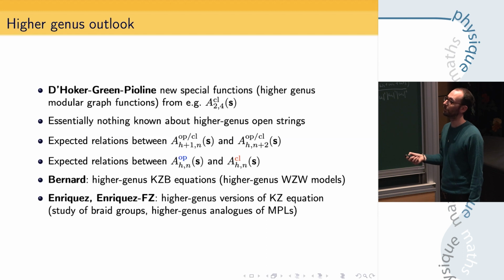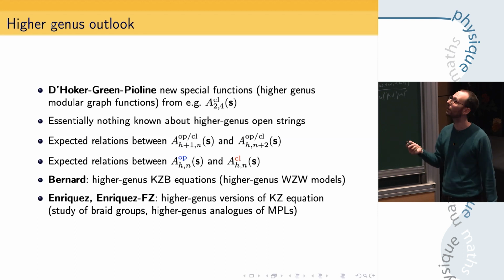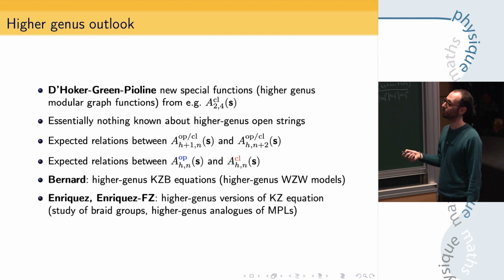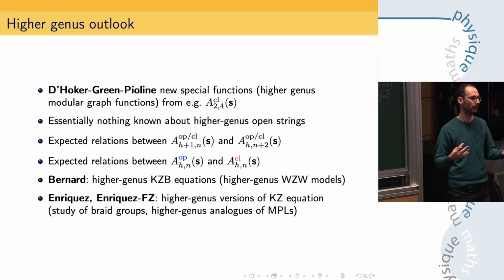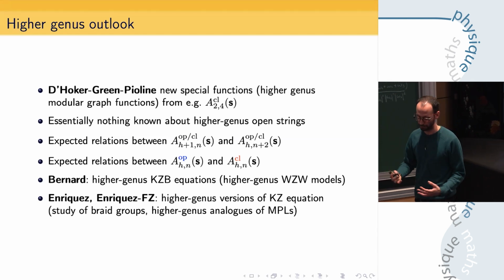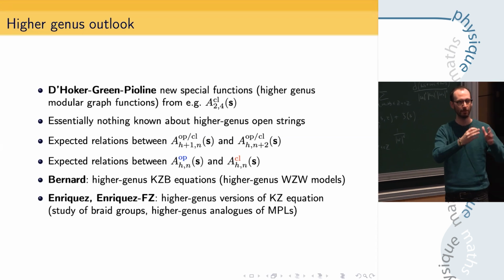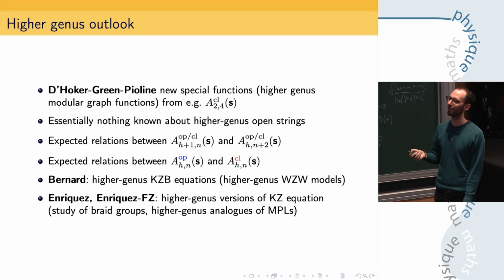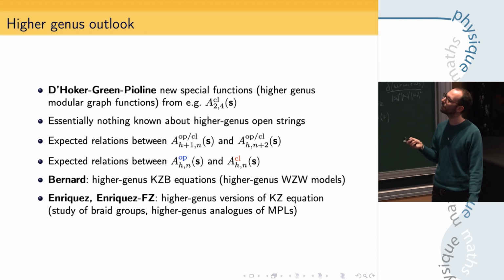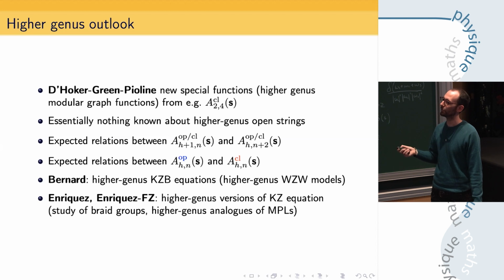So the original motivation by Enriquez was to study braid groups and prove these formality results. But then the later motivation was to define higher genus analogs of multiple polylogarithms, which we could do, but this is still work in progress. So there is some paper, but it's a series of papers, and things are not as explicit in higher genus, so it's more complicated.